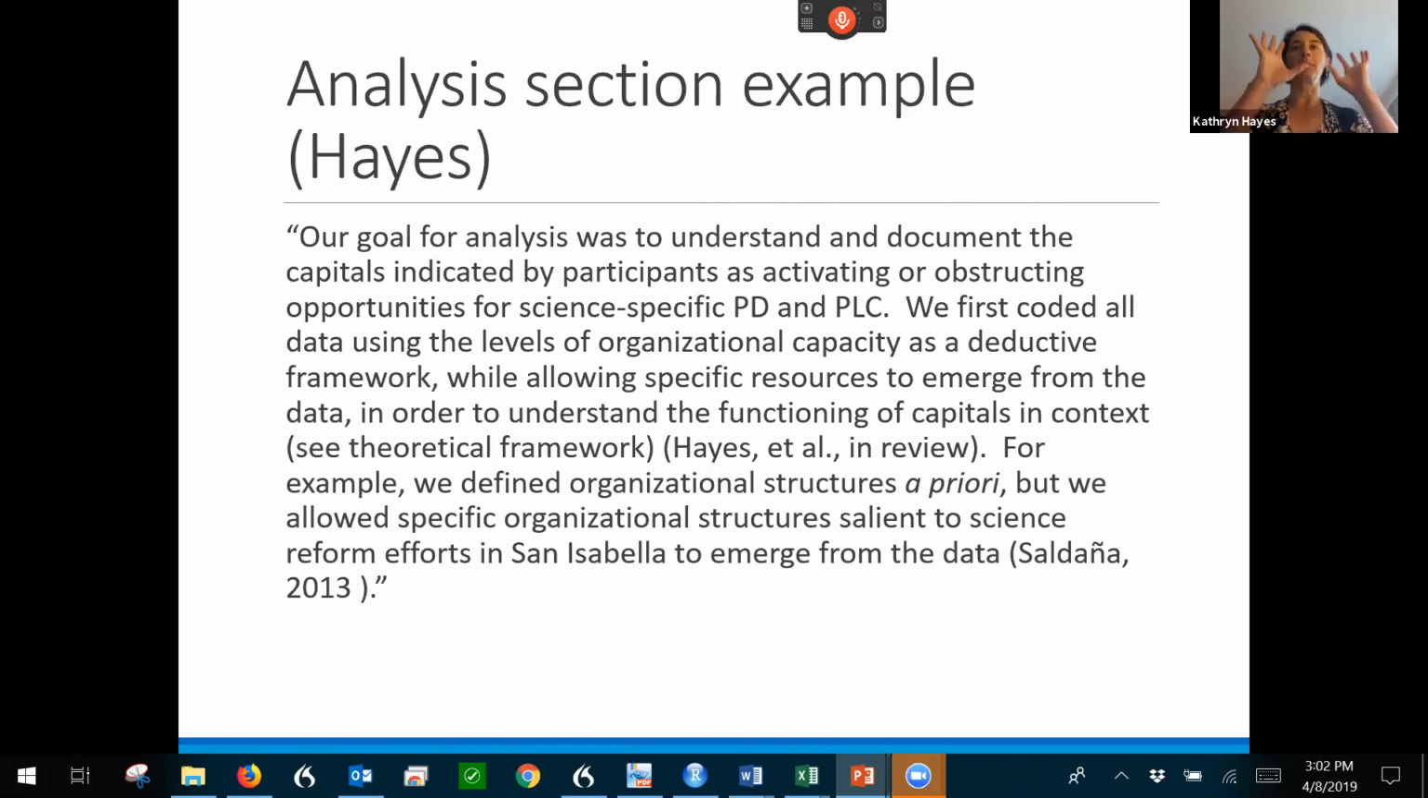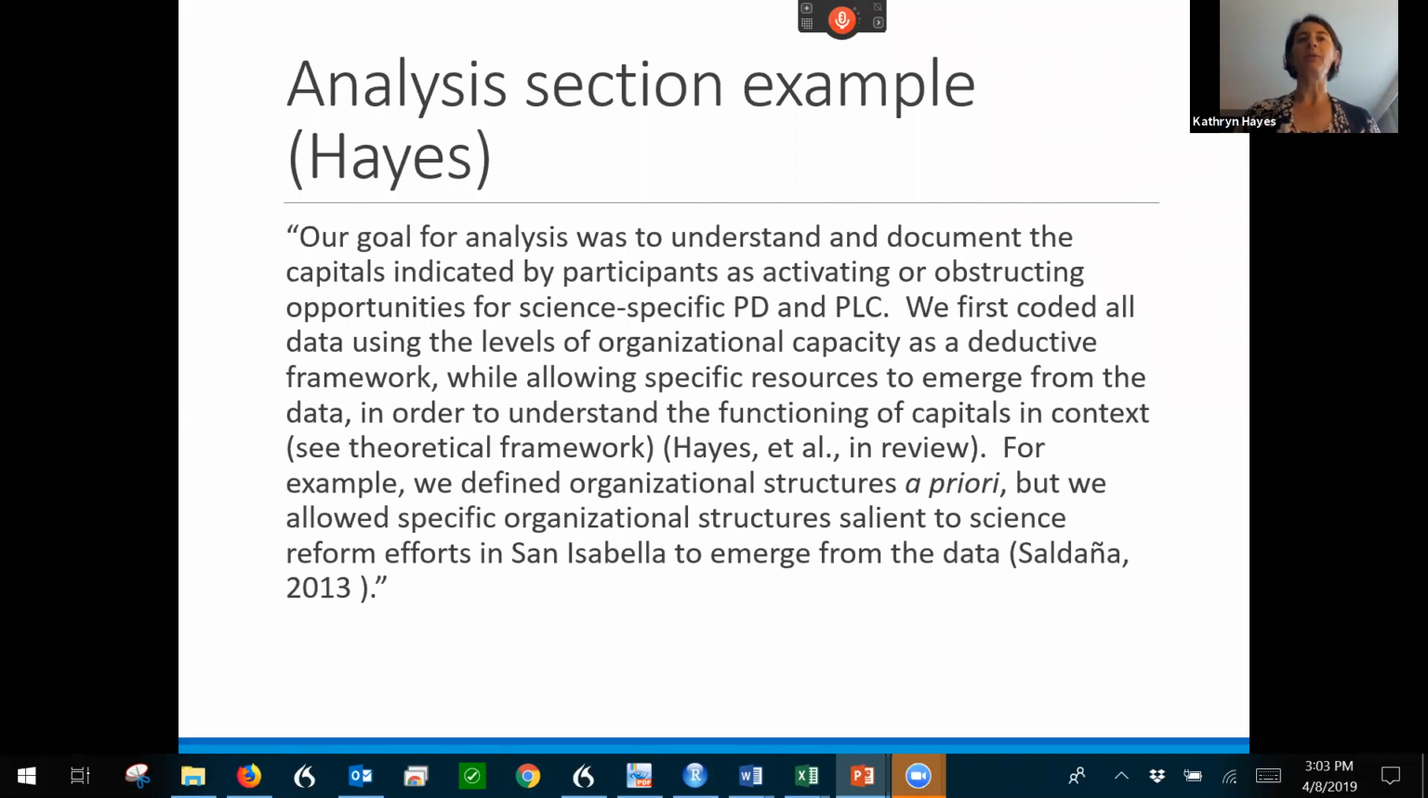So I'm saying we use a particular theoretical framework as a deductive framework, so applied on top of the data. But we allowed specific codes to emerge from the data. And then I justify it in order to understand how capitals function in context. Then I give an example to help the reader understand a little bit better.